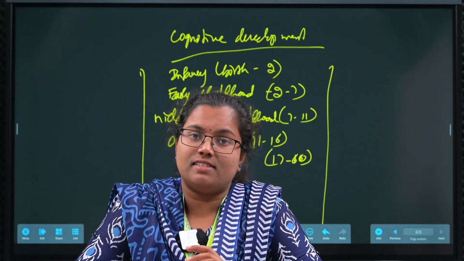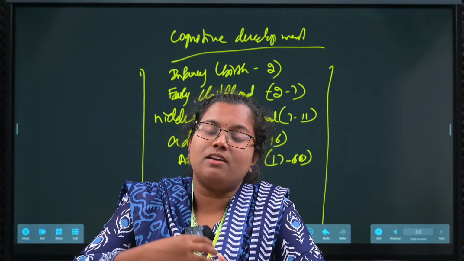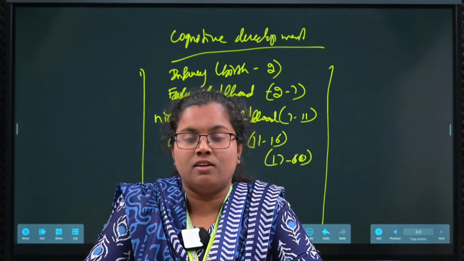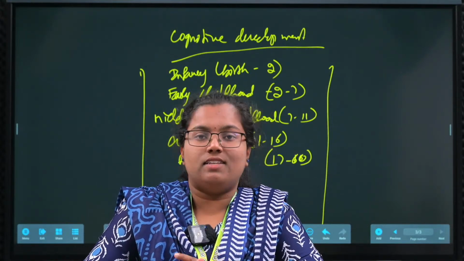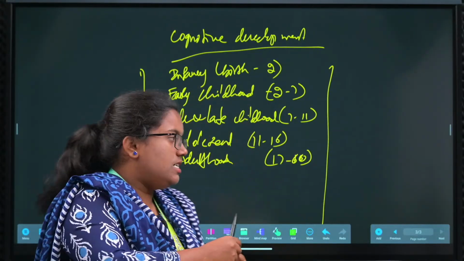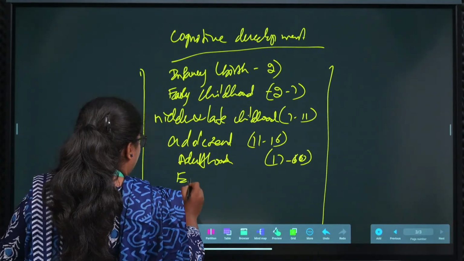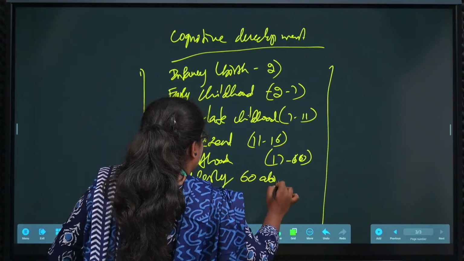They will try to expose themselves to the world, and they will gain life experience in this duration, adulthood from 17 years to 60 years age group. And the last one is elderly, 60 years and above.